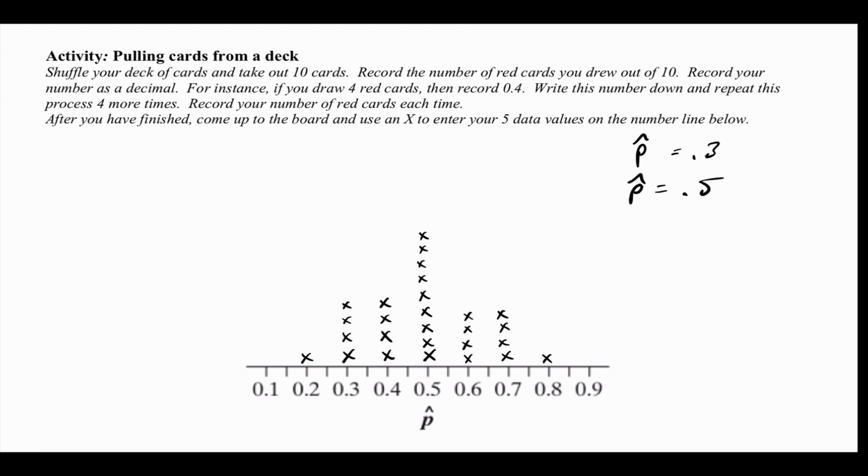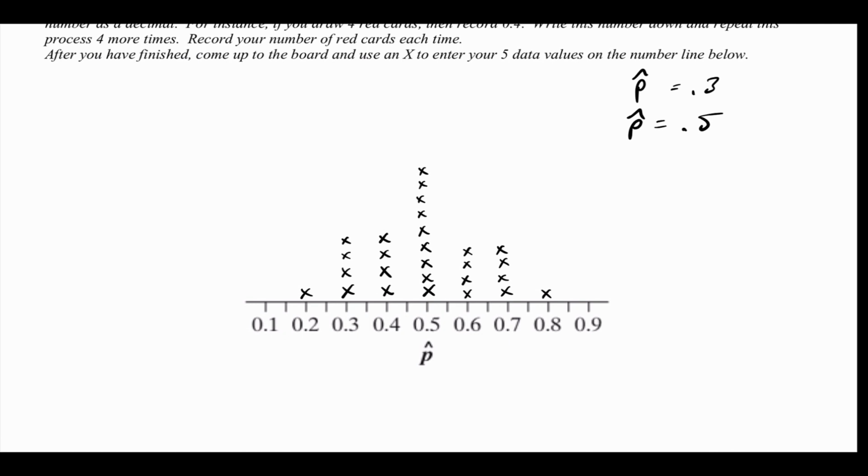Keep going. Not p hat. My p hat there. P is equal to 0.5. The true, not, that's not within the sample. P, if p equals something, that has nothing to do with the sample. I already know the answer here. P is going to equal 0.5, because I know that half of all of the cards are red, half of all the cards are black.